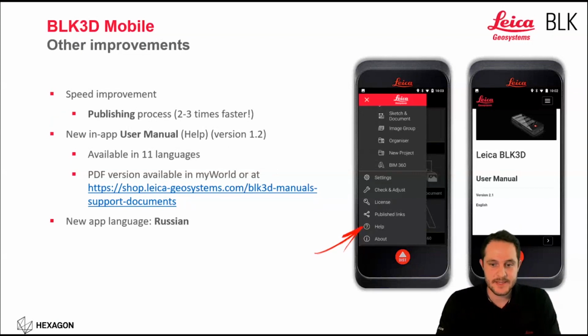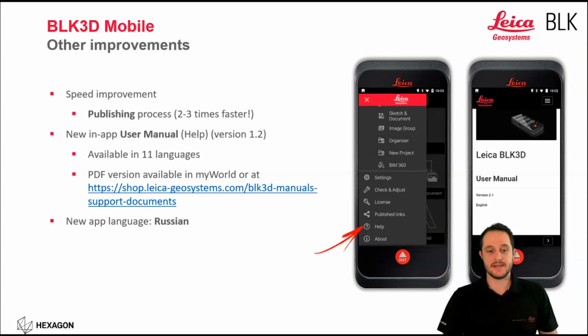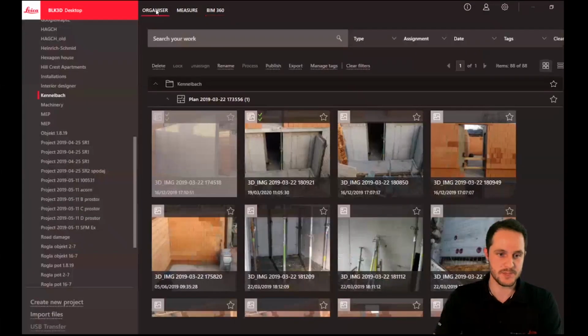So another thing that was greatly improved is the publishing. So this publishing BLK3D Web, how it worked before, you published, and it could take a couple of seconds, let's say half a minute to publish something. If you published 4 or 5 images, it could take a couple of minutes. But I want to show you now on desktop actually what it means with this new publishing function.